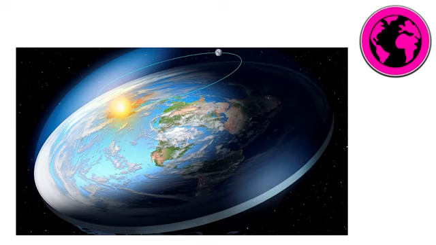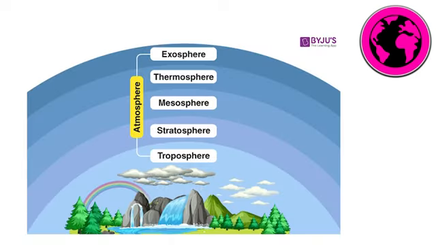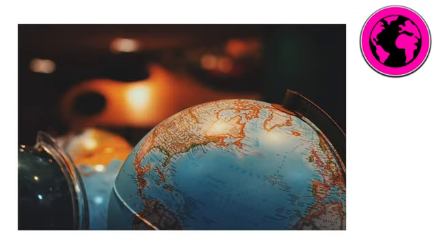Space images. Modern space agencies, such as NASA and the European Space Agency, regularly send images of the Earth from space, where its spherical shape can be seen. Flying to high altitudes. People who have had the opportunity to stay at high altitudes, such as in airplanes or on mountains, can see the curvature of the Earth.